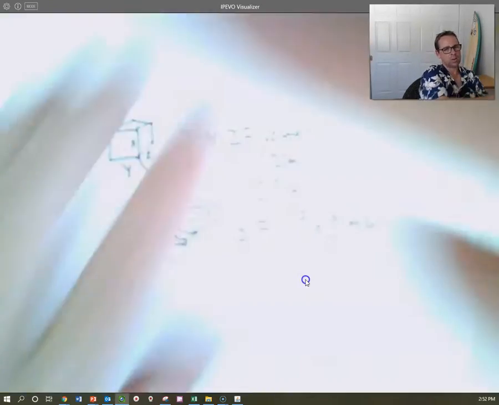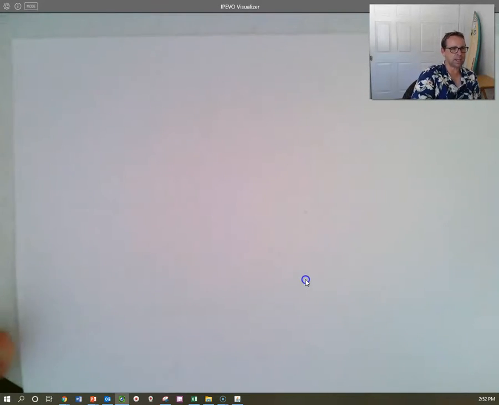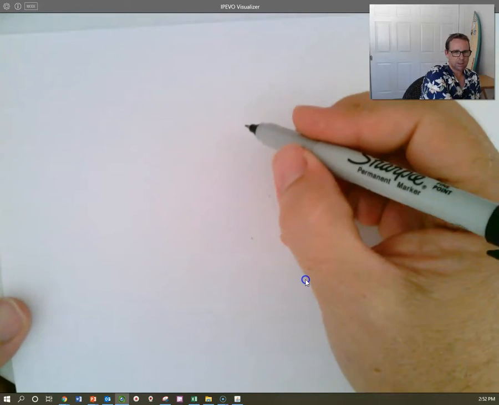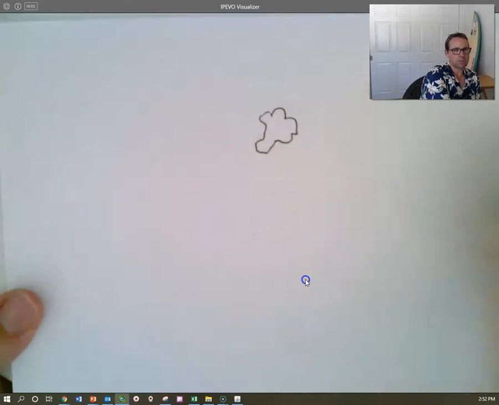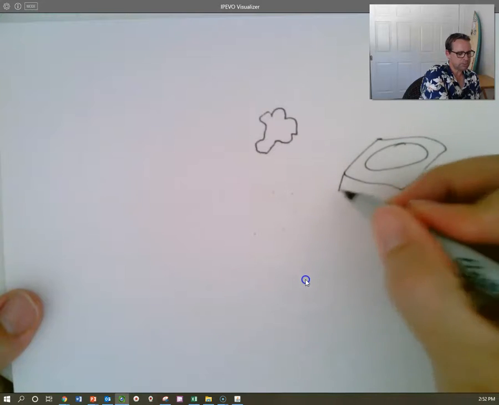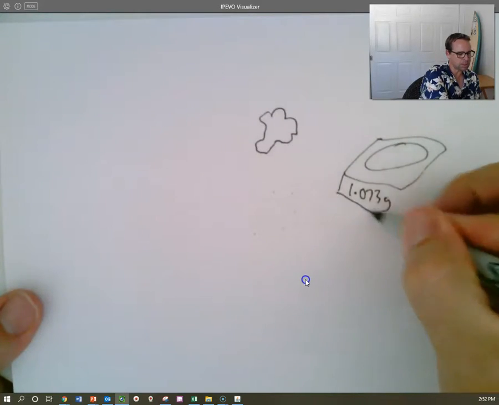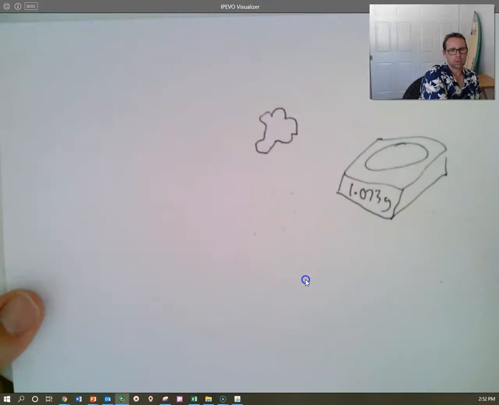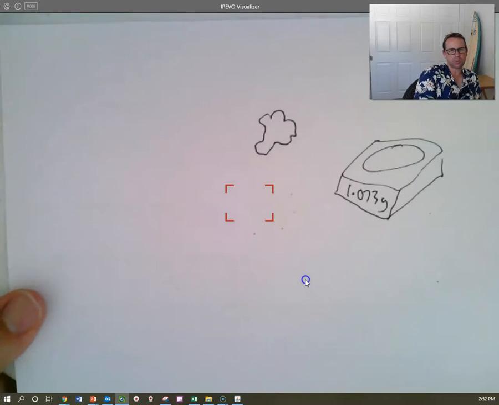Okay. Now, sometimes you don't get a nice clean object like that. Sometimes you just get kind of an odd shaped object. And you can find the mass, you can put it on the scale, and you can find out that the mass is 1.073 grams, let's say, whatever it is. But the volume of the material might be more difficult to measure.